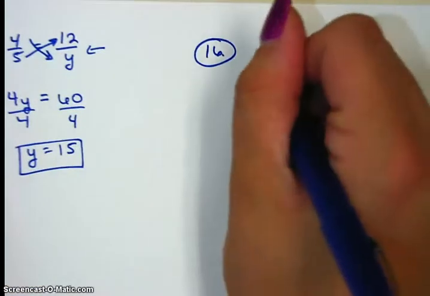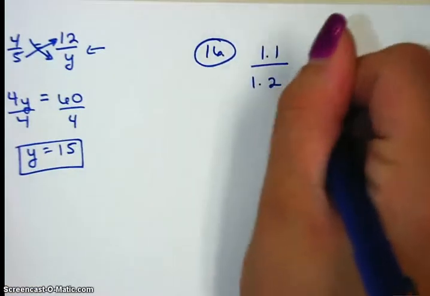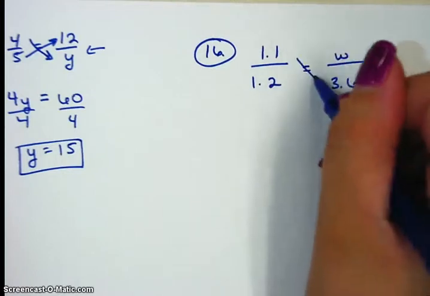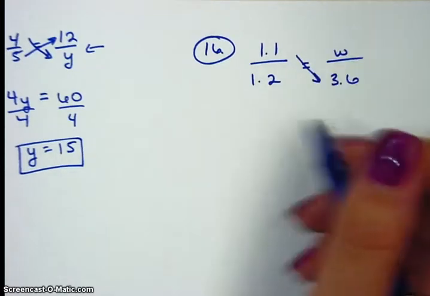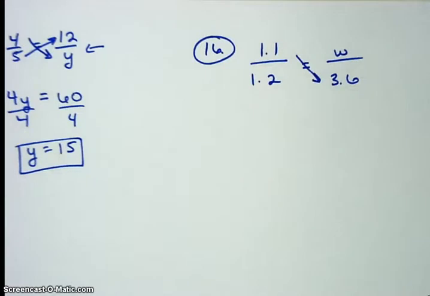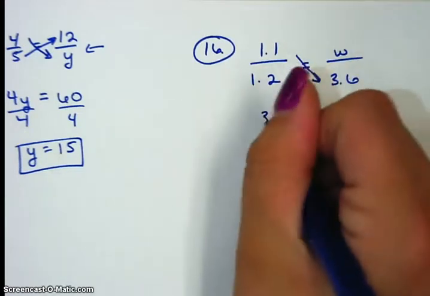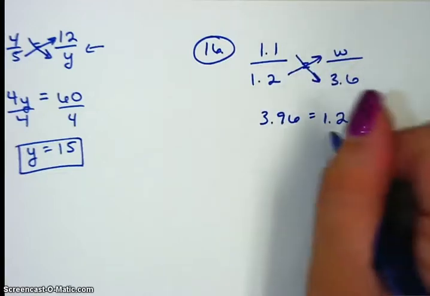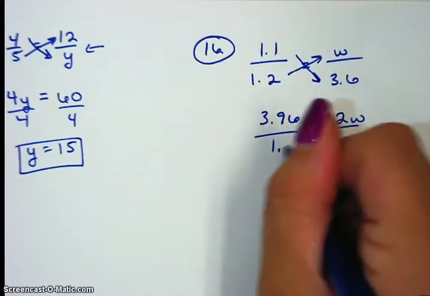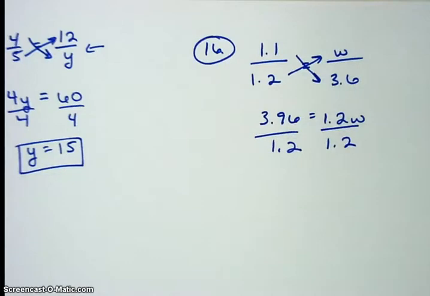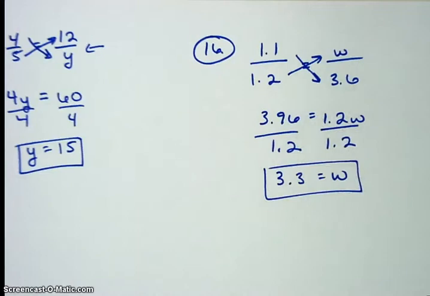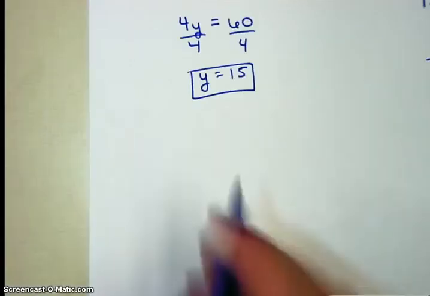Number 16, 1.1 over 1.2 equals w over 3.6. Begin by cross multiplying. So 1.1 times 3.6 gives me 3.96. 1.2 times w is 1.2w. Then divide by 1.2. That gives me 3.3 equals w.